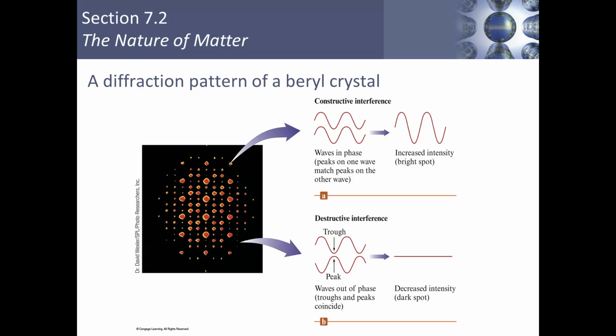Sometime in the late 1920s, scientists at Bell Labs directed a beam of electrons at nickel crystals and observed diffraction patterns similar to the diffraction pattern observed in a beryl crystal. This shows that matter and energy are not distinct. Energy is a form of matter, and all matter exhibits both particulate and wave properties.